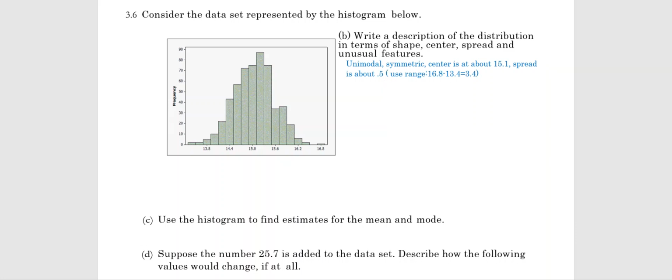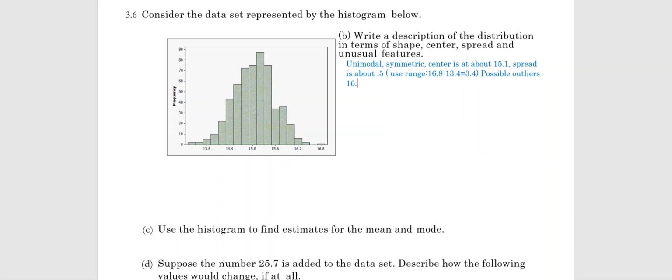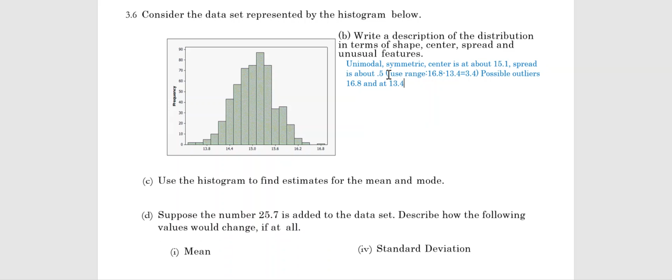And then for unusual values, I've got some possible outliers here for sure. Looks like I might have some at 16.8, and on the lower end, 13.4 is possible too. I mean, there is some data nearby it, but it's kind of far away.